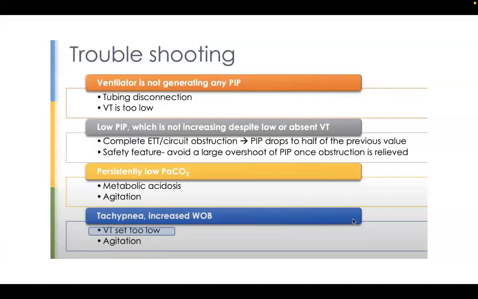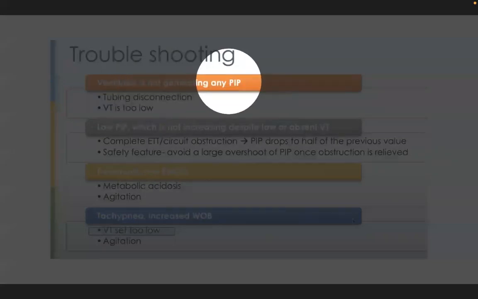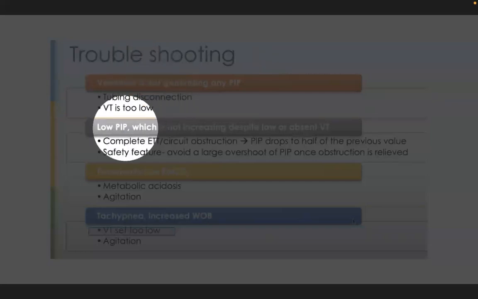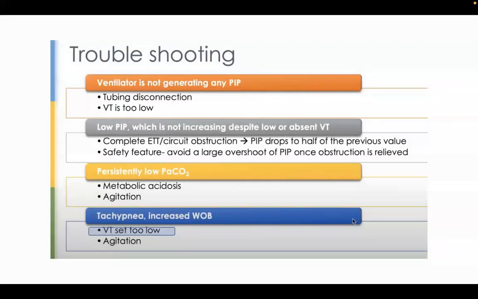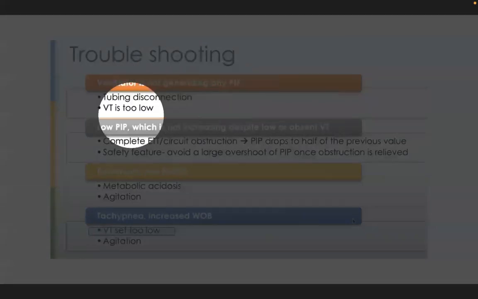So coming to various troubleshooting, one is ventilator is not generating any PIP, that is, it is flat. Then we should first check the tubings, whether there is any tubing disconnection or not. Most of the time the tubing disconnection is on the humidifier side of the circuit. Even if the VT is set too low, then also the ventilator may not generate any PIP.